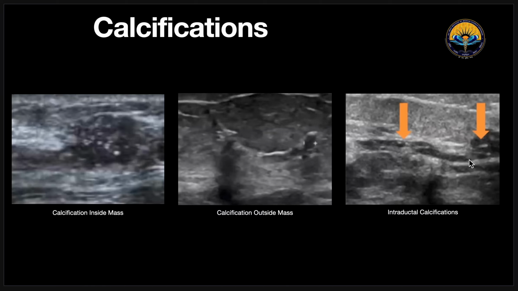Calcification. It could be calcification inside the mass, calcification outside the mass, or calcification in intraductal areas. If we find calcification within the lesion, it goes more in favor of a malignant etiology.